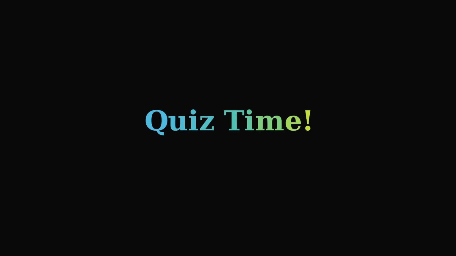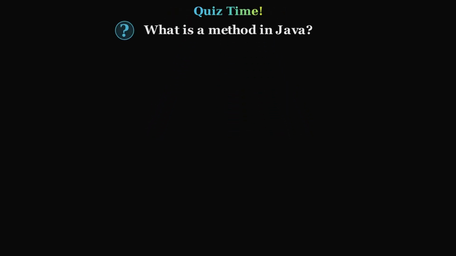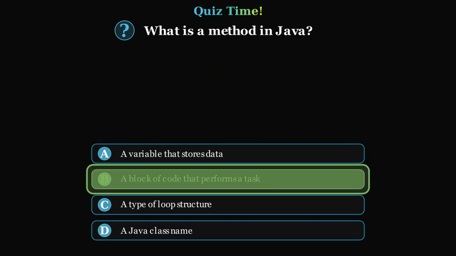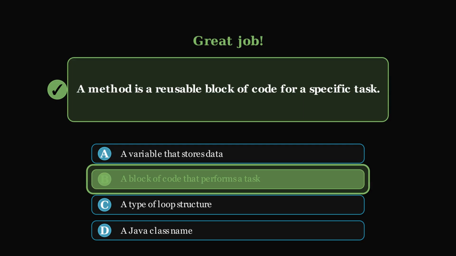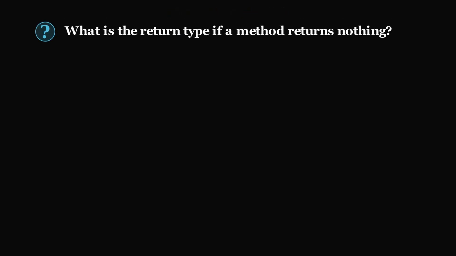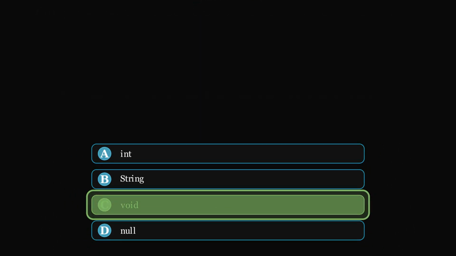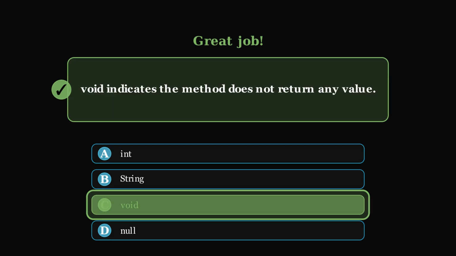Quiz time. Test your understanding. What is a method in Java? Which one is correct? The correct answer is, a method is a reusable block of code for a specific task. What is the return type if a method returns nothing? Which one is correct? The correct answer is, void indicates the method does not return any value.